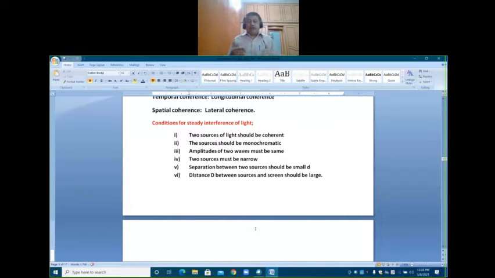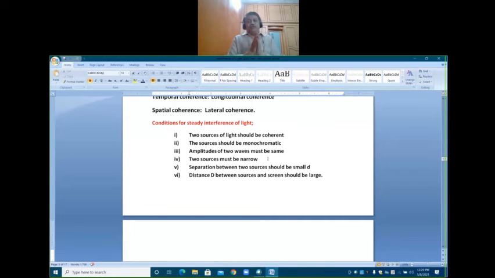Under division of wavefront, we will see first Young's double slit experiment. Before studying it, we will try to understand the conditions to get a steady interference pattern. We need two sources of light which should be coherent. They should have the same color, same frequency, same amplitude, and the two sources should be monochromatic. Once again, monochromatic means single color, single wavelength. The amplitudes of the two waves must be the same, and the two sources must be narrow. There should not be wide sources.